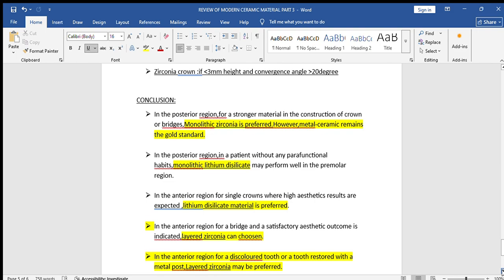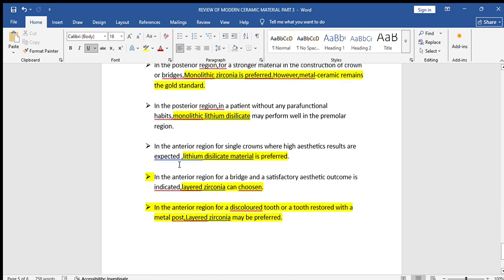In the anterior region, for a single crown where high aesthetic results are expected, lithium disilicate is the preferred material. In the anterior region, for a bridge where satisfactory aesthetic outcome is indicated, layered zirconia can be chosen. It means its basic core will be constructed with zirconia, and it is coated with feldspathic ceramics: layered zirconia. In the anterior region, for a discolored tooth or tooth restored with metal post, you will go for layered zirconia.